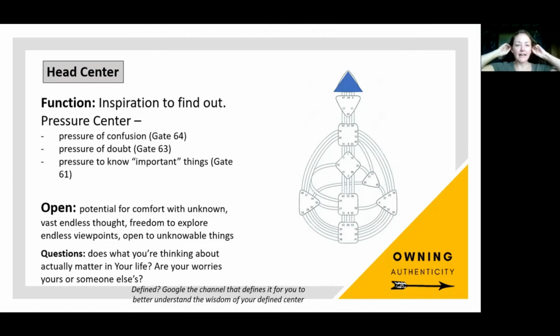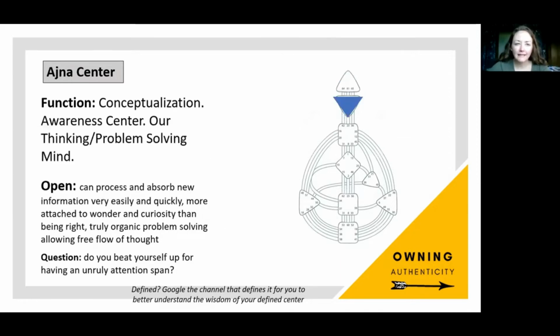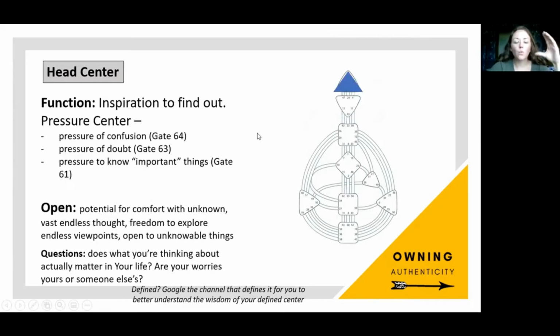The head center. Its function is a pressure center. So it is the inspiration to find out. It's the inspiration to know. And I feel like with this one, I really need to talk about the head center and the ajna center. Like you see, this is the second triangle. Those two are working together to create your mental experience.